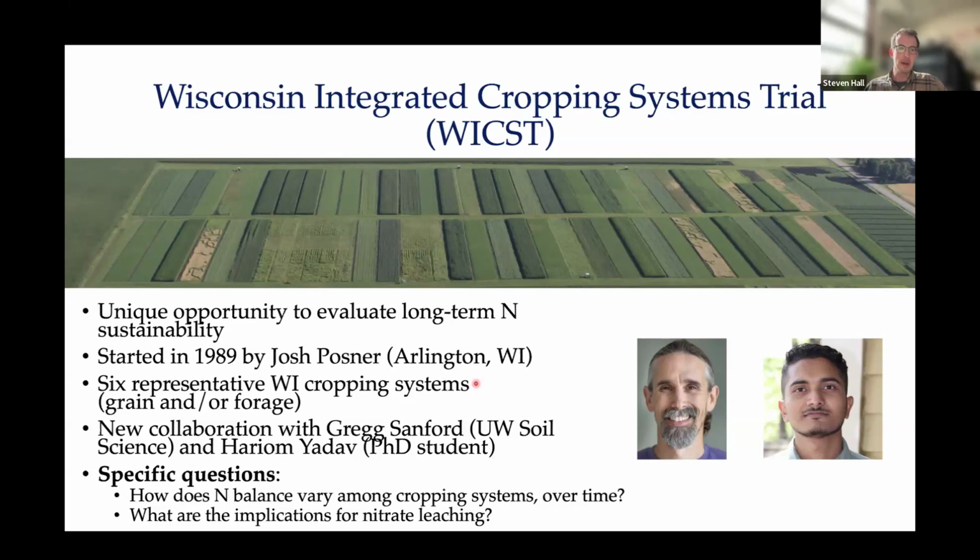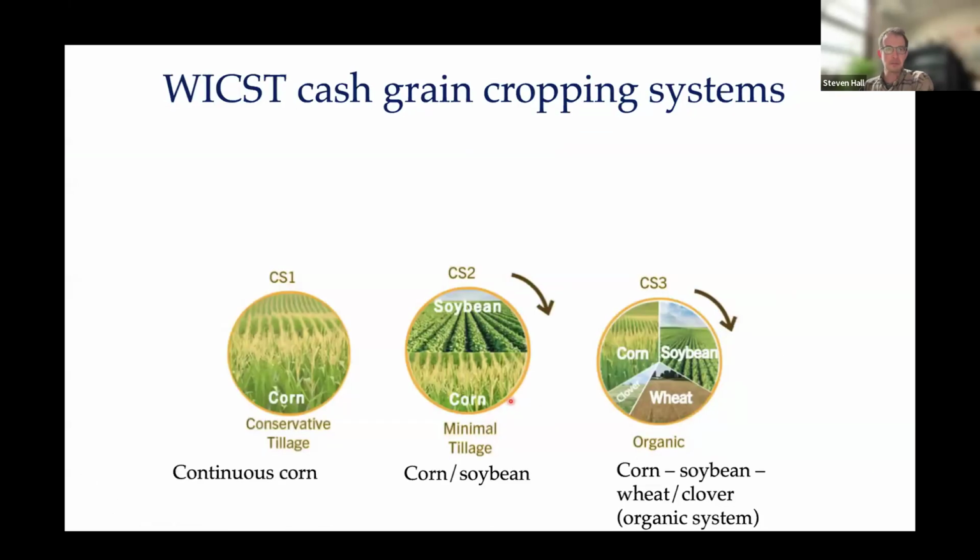And again, just want to emphasize that this is a really collaborative effort. We've been able to come in and leverage some of the data that's been collected by numerous other people over the last few decades. And so our specific questions here are, how does this long-term nitrogen balance vary among different cropping systems? And then what are the implications for nitrate leaching potential when we evaluate these different kinds of systems?